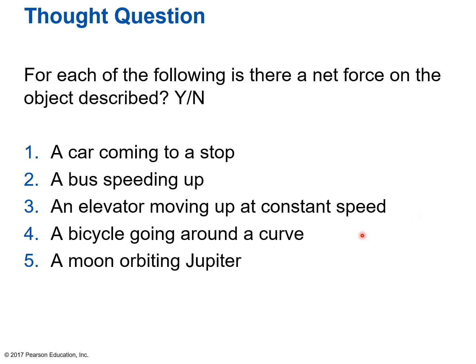Number 4, a bicycle going around a curve. Well, just like in a previous slide, the car going around a curve, it is changing its velocity. It's changing its direction. Therefore, it's changing its momentum. And yes, it does have a net force. And finally, a moon orbiting Jupiter. And I see the moon orbiting Jupiter as a very similar circumstance to the bicycle going around a curve. We have something that is moving around, it's changing direction because it's going in this elliptical orbit around Jupiter. Therefore, it's accelerating. Therefore, it has a change in momentum and therefore a net force. So there's all the answers.